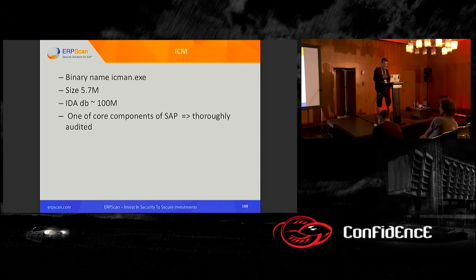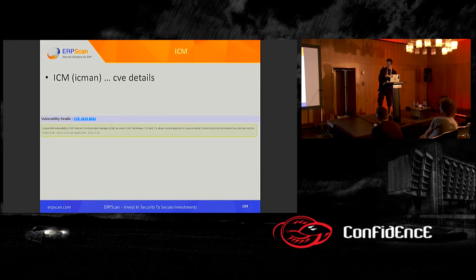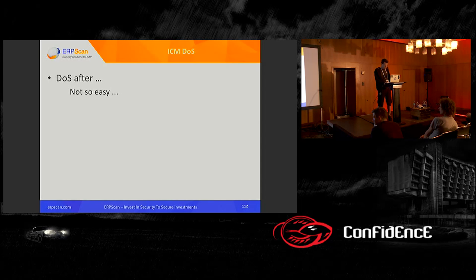So we need a bug in this service. On the slide, you can see some information about this binary. It has a size of almost 6 megabytes. And because it's one of the core components of SAP, it's heavily audited. So we tried to find some bugs in public. And what did we find? CVE details show a bug found in 2014 via unknown vectors. Looks like it will not be so easy for us.